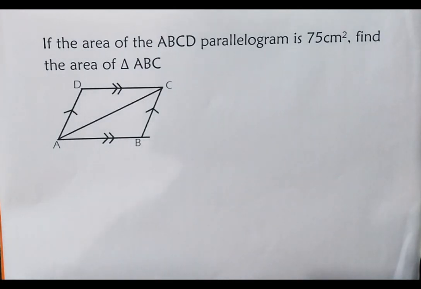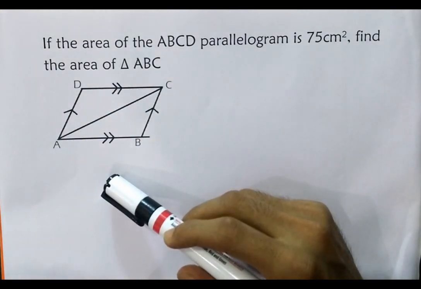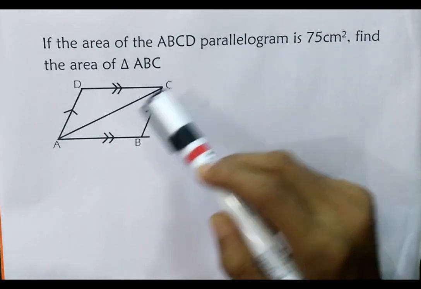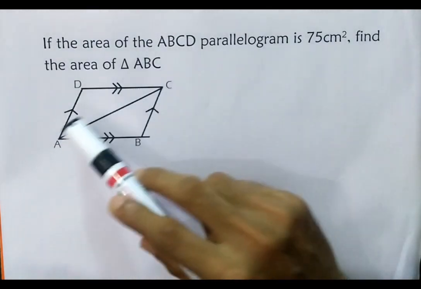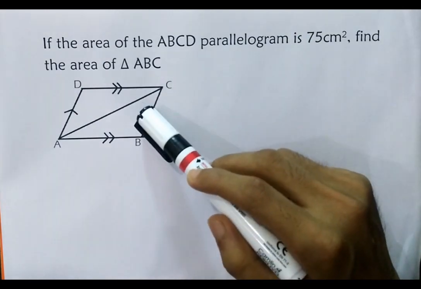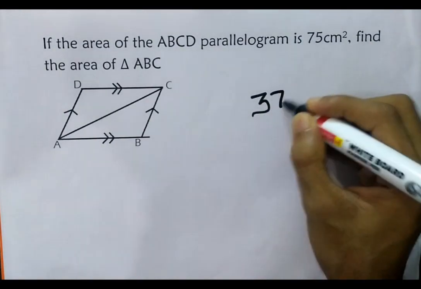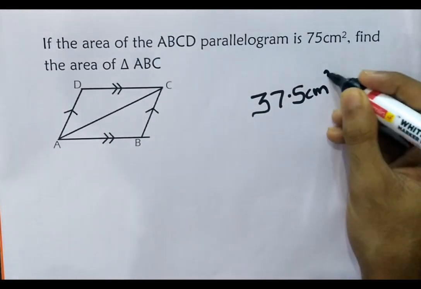So this is a very easy question, because if the area of the parallelogram ABCD is 75, find the area of ABC. Everyone knows that the diagonal bisects the area of a parallelogram. So half of this, so we should divide 75 by half. So the final answer is 37.5 centimeter squared.